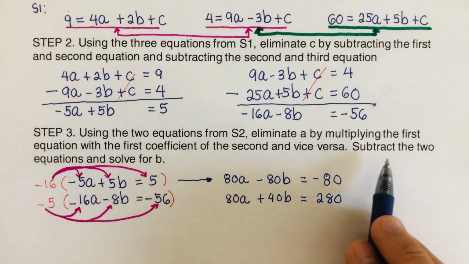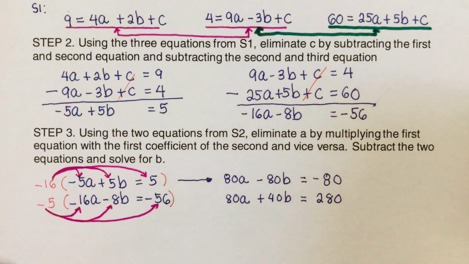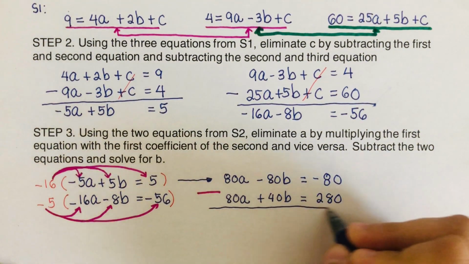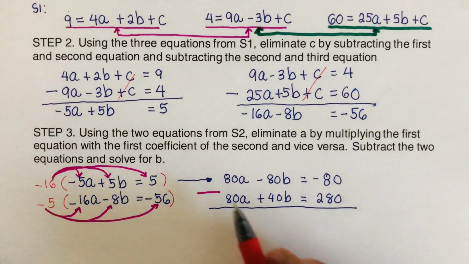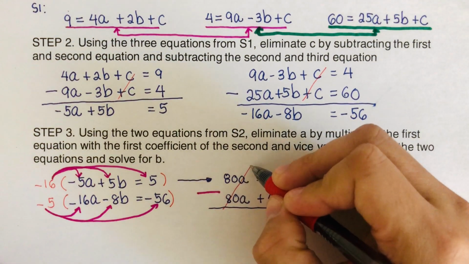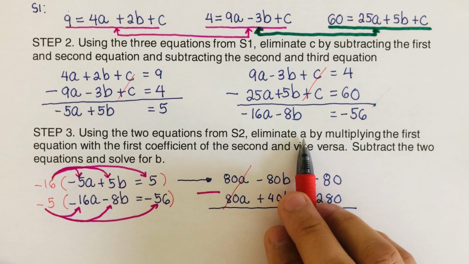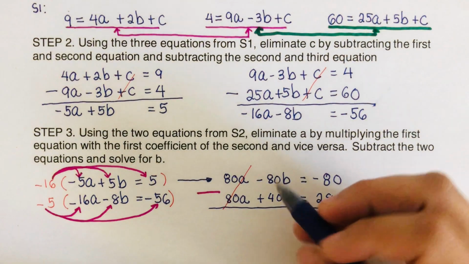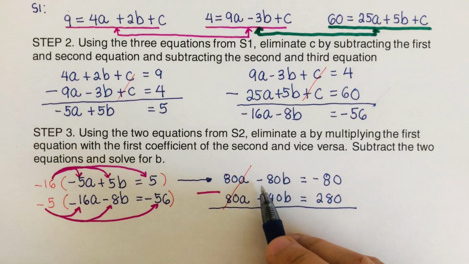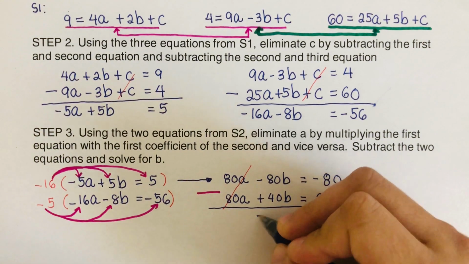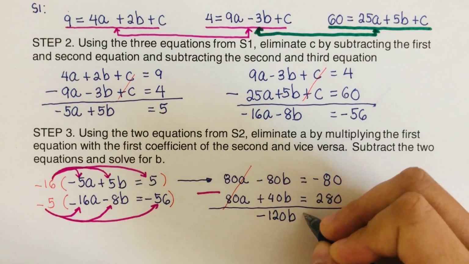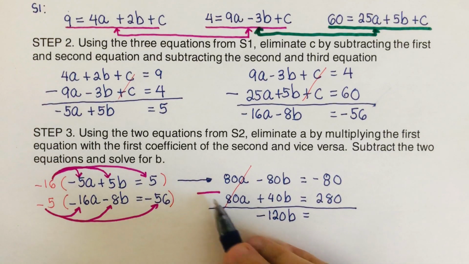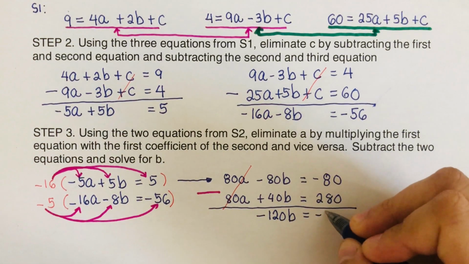So it says here that we're supposed to subtract the two equations. So we can go ahead and subtract these two. 80a minus 80a is 0. So you can see here, we have eliminated the a. So a is gone. Then from here, we can do the math for the rest of these. So negative 80b minus 40b is a negative 120b. And that is equal to negative 80 minus 280, which is negative 360.